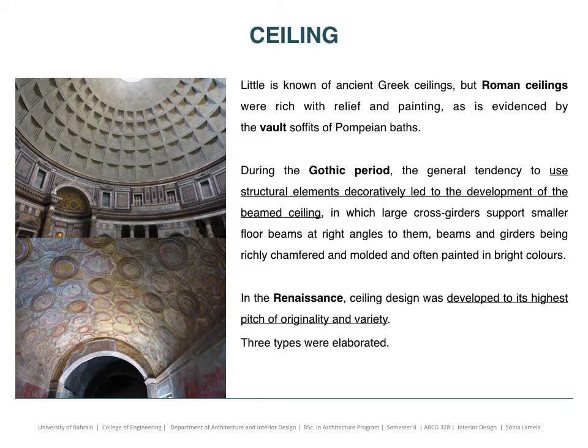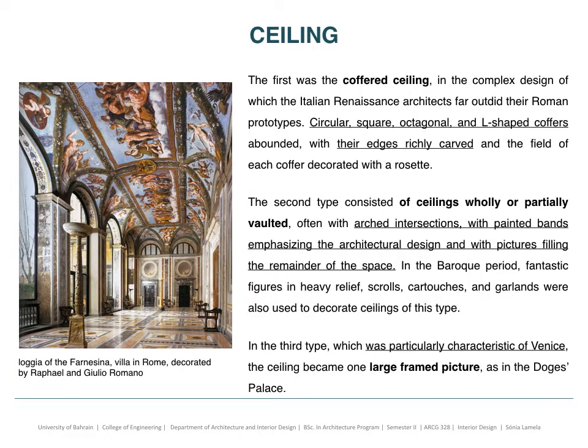One was the coffered ceiling. It was a complex design, and it could have circular, square, octagonal, L-shaped coffers. They could vary a lot. Normally, each coffer was decorated with a rosette. The second type consists of ceilings wholly or partially vaulted.